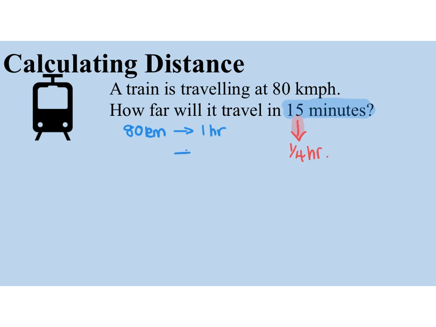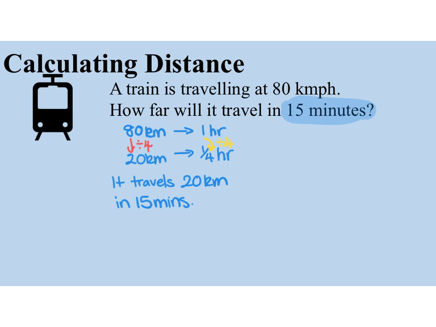So I'm going to go back to this bit. I need to work with 1 quarter of an hour. How far will a train go in 1 quarter? So to get from 1 to a quarter, remember we divide by 4 for a quarter. So we're going to do the same over here. Divide by 4 for a quarter. 80 divided by 4 gives us 20 kilometres. How far does it travel in 15 minutes? It travels 20 kilometres in 15 minutes. I'll show you another method too.